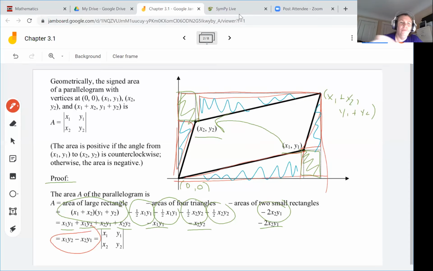And so you end up here with x1 y2, which is just what we get on the first diagonal, minus x2 y1 in the second part, which is just what we get on the second diagonal. And that's the determinant of the parallelogram.